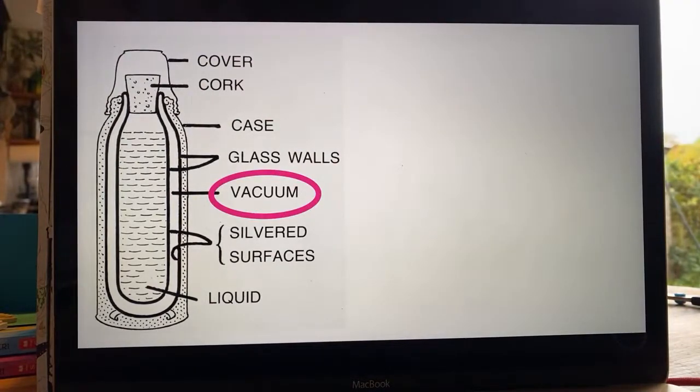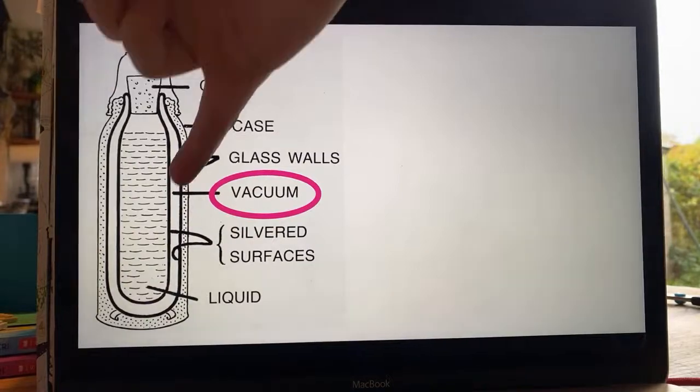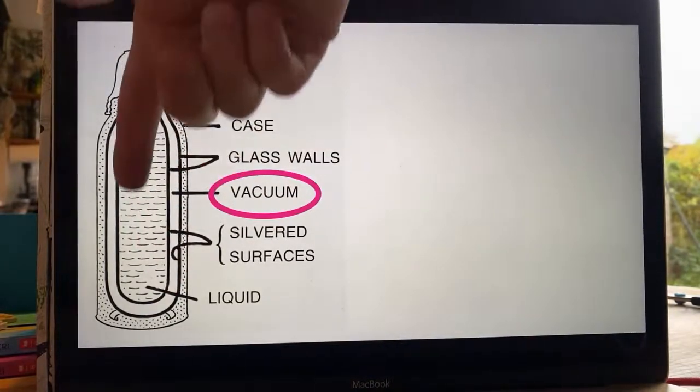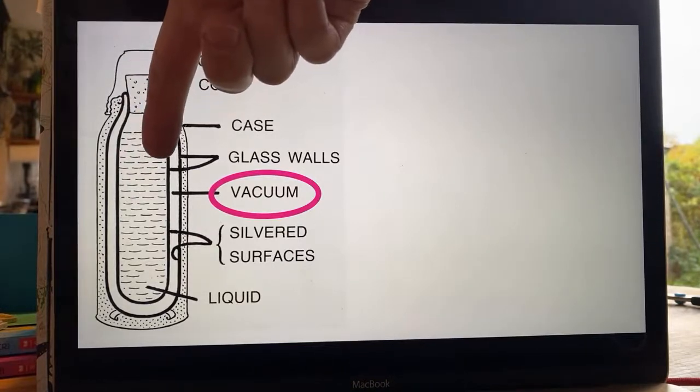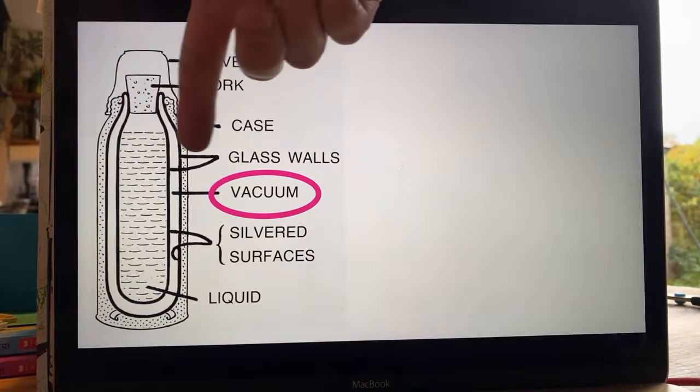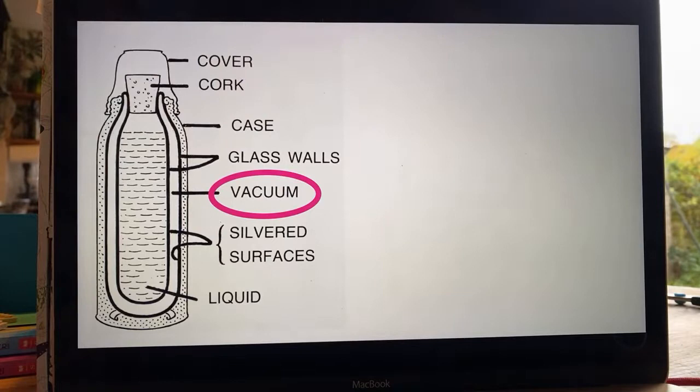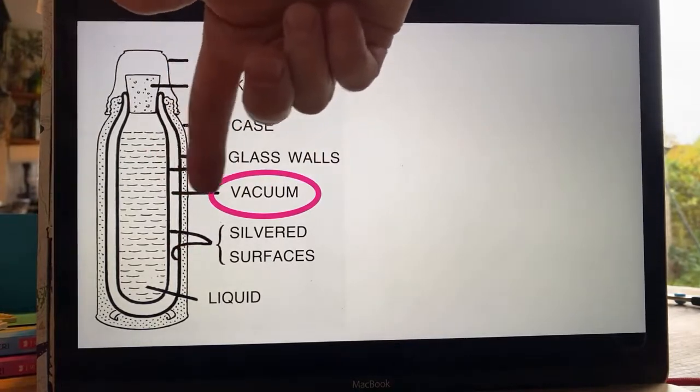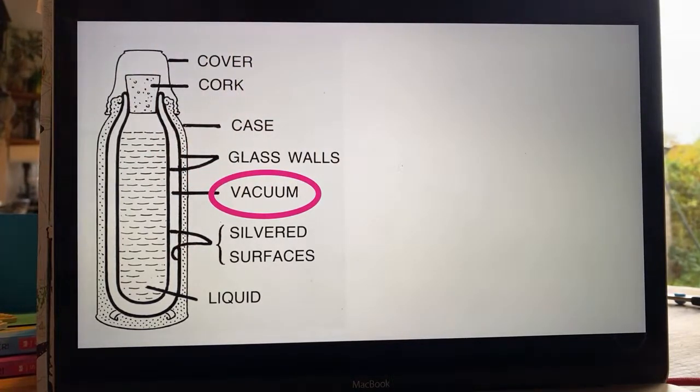Yeah, right, there's no particles in it. Well, there's some, but they've sucked most of the air out. So if this is very hot liquid and you want it to stay warm, the heat can't conduct through the walls of the flask because of the vacuum there, right? So no particles to bump into each other. So that's one way that a vacuum flask works.